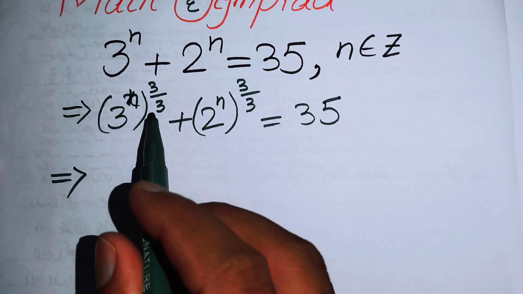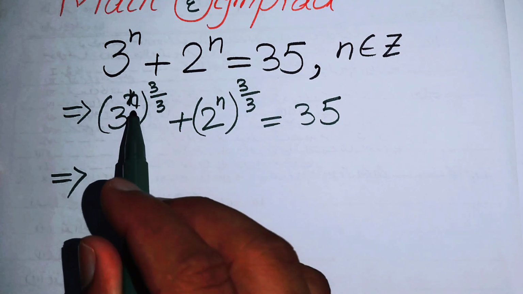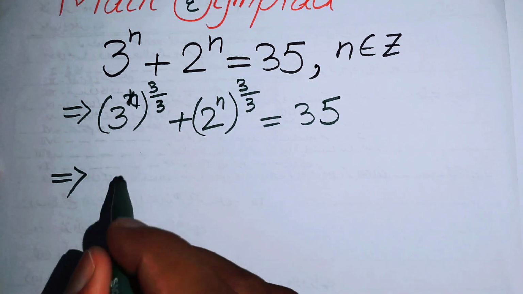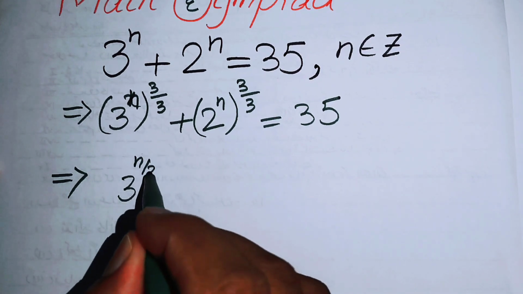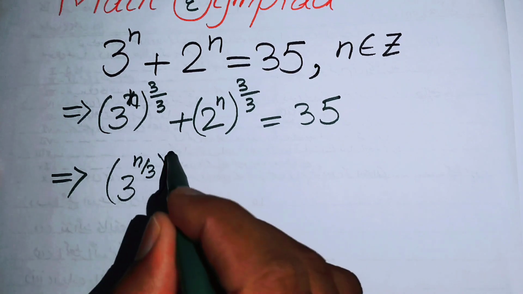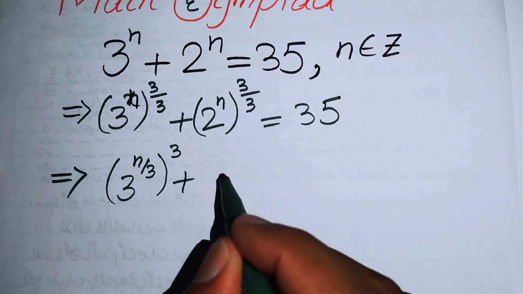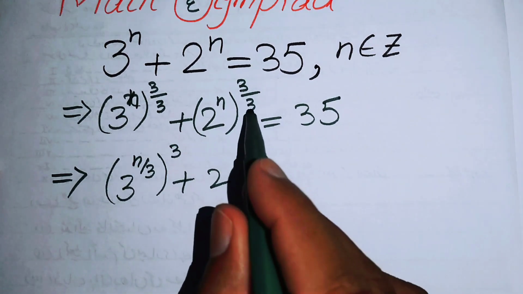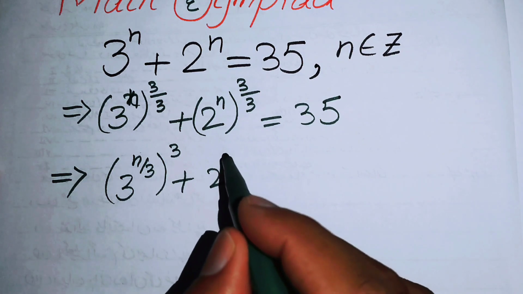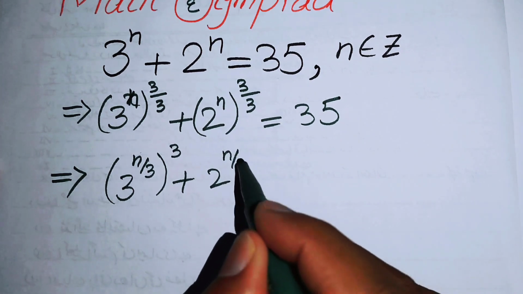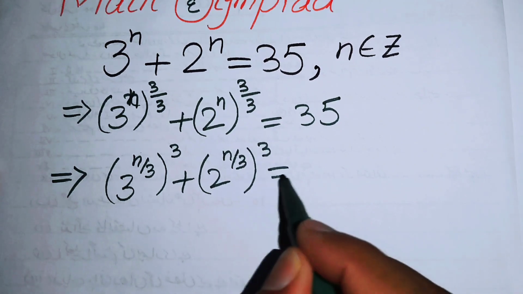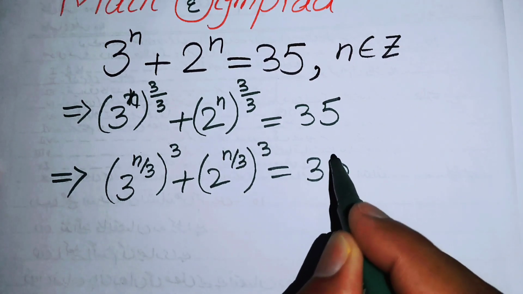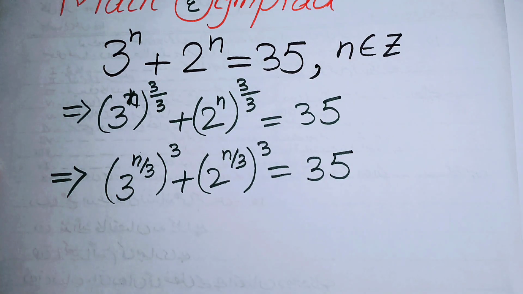And after this step, I can rewrite this equation by using the exponential law. Here I can multiply this 1 over 3 into the exponent, and you can write it as 3 to the power of n over 3 and its whole power 3, plus similarly 2 to the power of n over 3 and its whole power 3, and it is equal to 35.